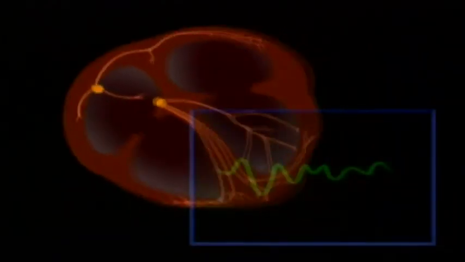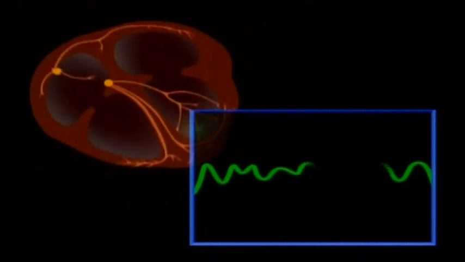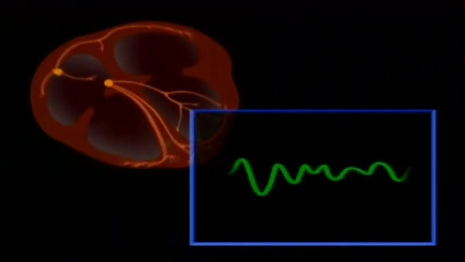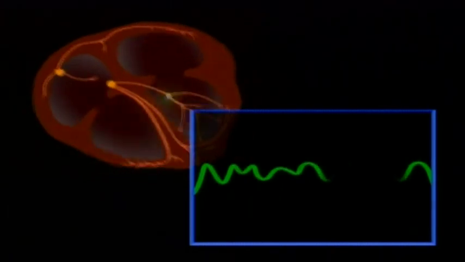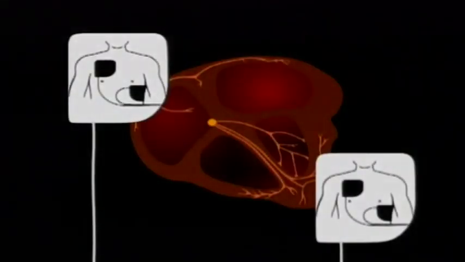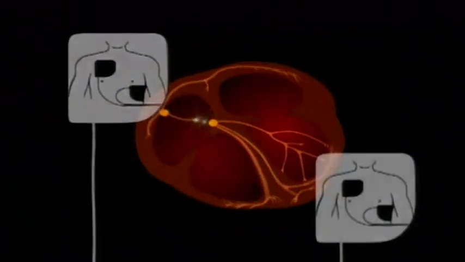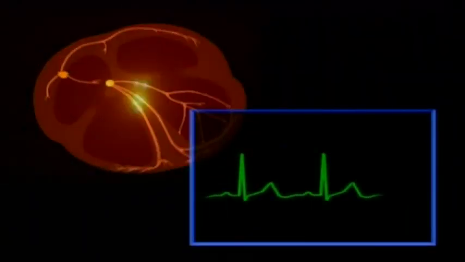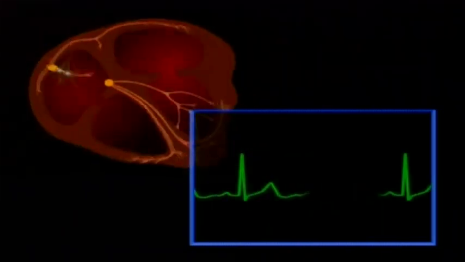In VFib, the electrical impulses fire at random, creating chaos. The heart is unable to circulate blood. Therefore, there is no pulse. When there is no pulse, one way to halt VFib and restore effective electrical activity is with an electrical shock known as defibrillation. The shock stops the heart for an instant and allows it to reset. When effective, this shock allows the heart to restore effective electrical activity.